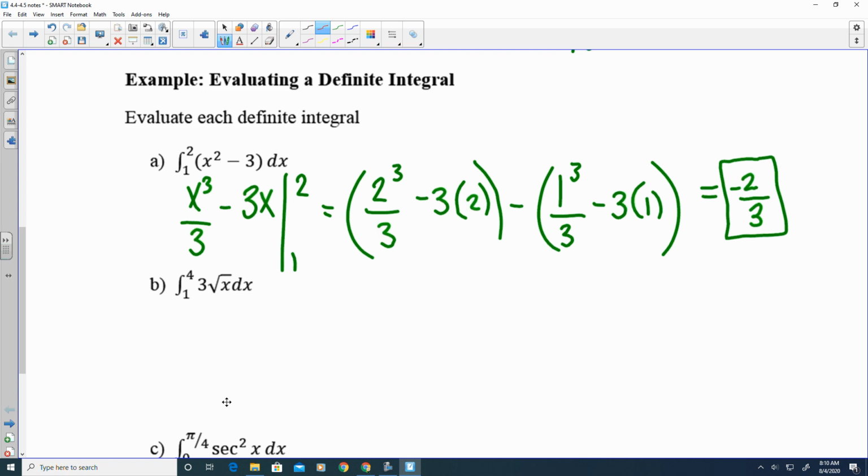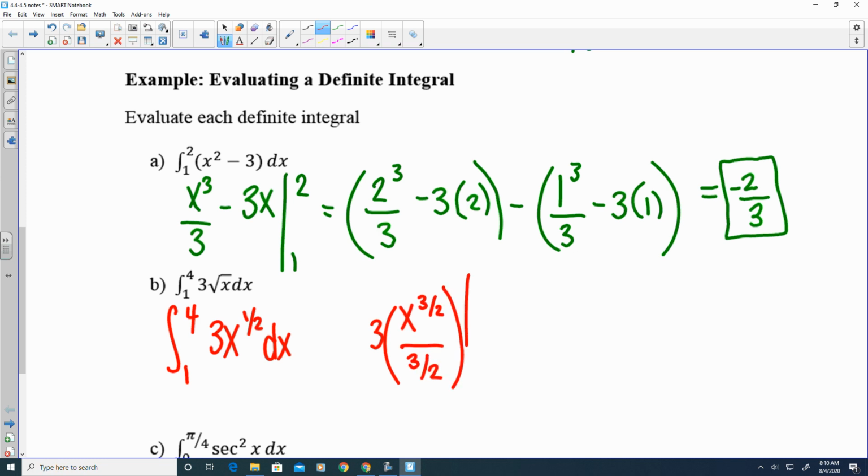All right, next one. So we have 3 times x to the 1/2. Let's just rewrite it like that so you remember that the square root of x is the same thing as x to the 1/2. You can pull that 3 out if it makes you uncomfortable being next to the x to the 1/2, but I'm just going to leave it out and then multiply by the antiderivative of x to the 1/2, which is x to the 3/2 divided by 3/2. And we're evaluating that from 1 to 4.